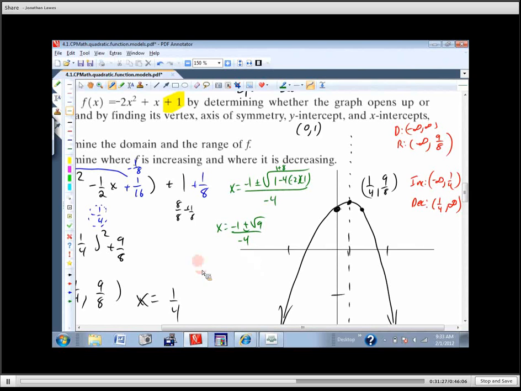Keep going, right? Negative 1 plus or minus, what is the square root of 9? 3 over negative 4. Now, if it's this simple, sometimes it works out with radicals. You've seen those before. But if it's this simple, let's write down the two answers. One of them is negative 1 plus 3 over negative 4. The other one is negative 1 minus 3 over negative 4.